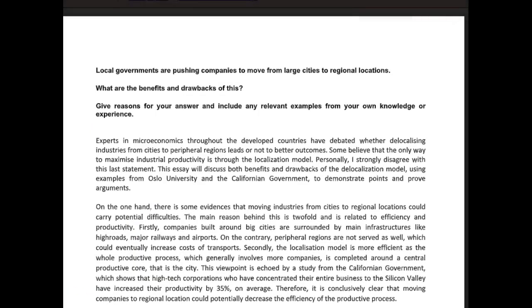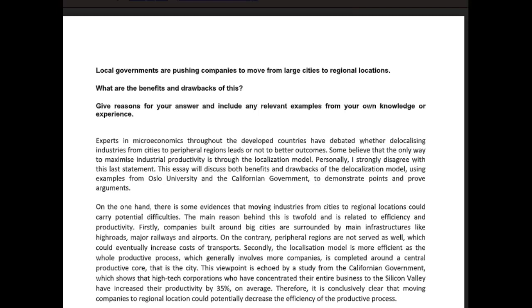Okay, so now we move on to your essay. Local governments are pushing companies to move from large cities to regional locations, benefits and drawbacks. Now, here the one thing to remember is that when it says benefits and drawbacks, that means that they don't want one of each, but they want more than one. So let's see if you did that here.